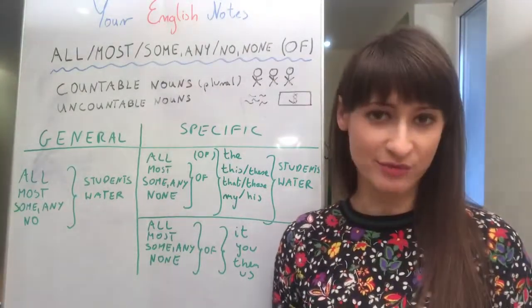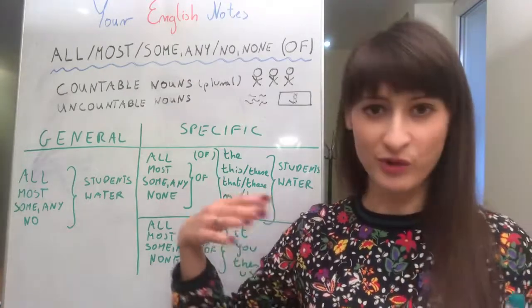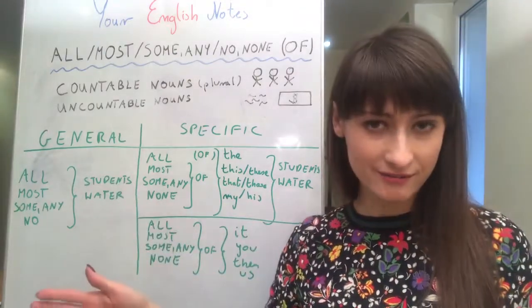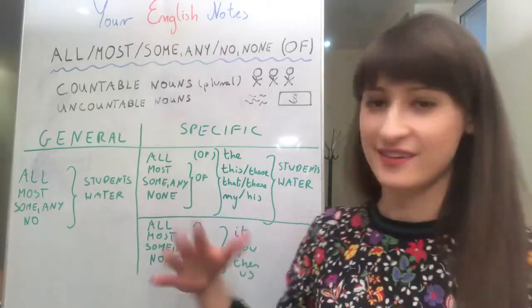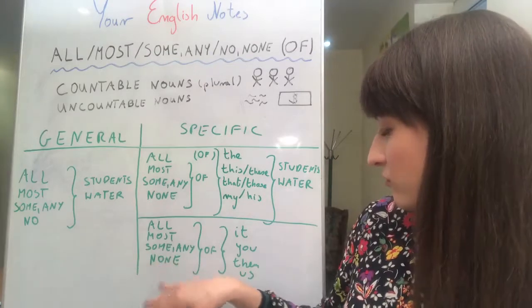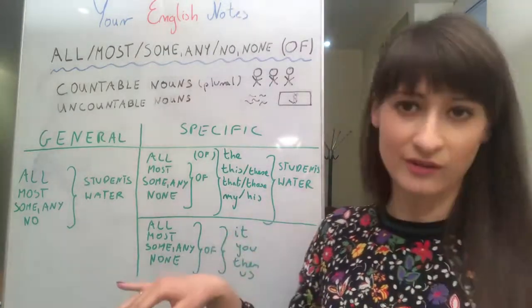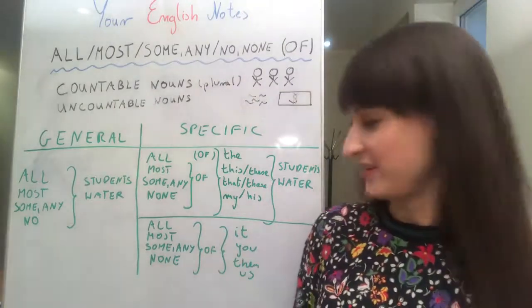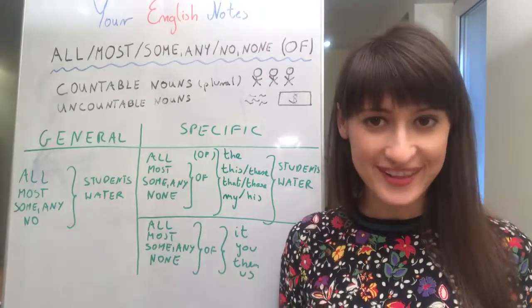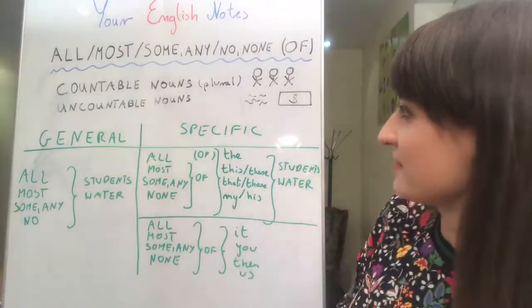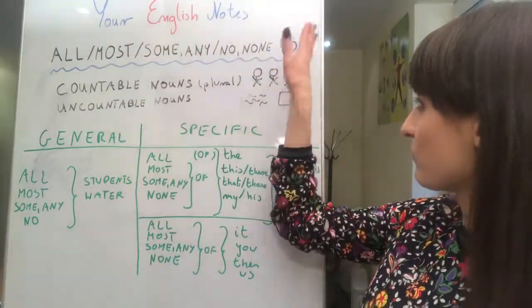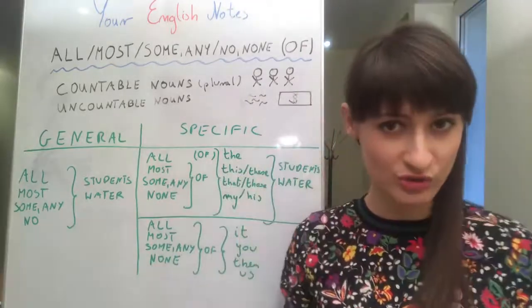So maybe I can give you the example with water. Let's say that I've got a lot of water here on my table, and I will say that some of it is clean, and some of it is dirty. And none, so for example, none of this water is cold. So none of it is cold. All right, I hope you understand this difference, and now it's clear for you when we should use all, most, some and any, no and none with of, and when we shouldn't put of.